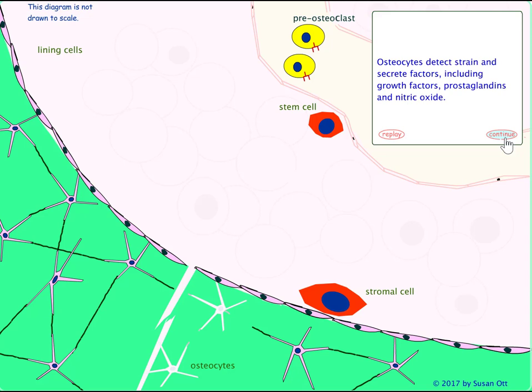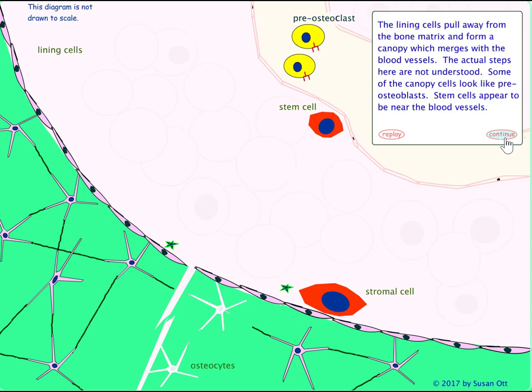Osteocytes detect strain and secrete factors, such as growth factors, prostaglandins, and nitric oxide. The lining cells pull away from the bone matrix and form a canopy, which merges with the blood vessels.